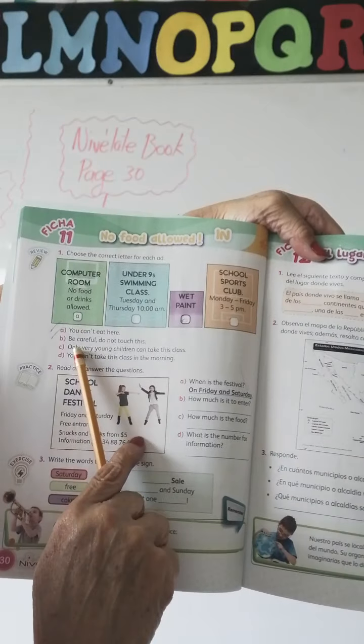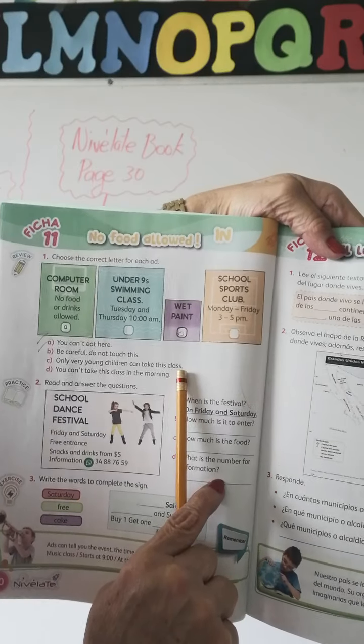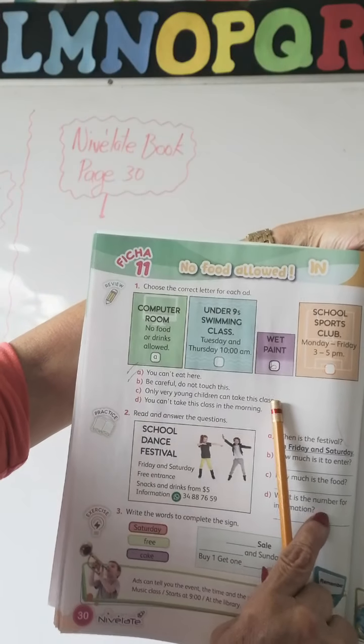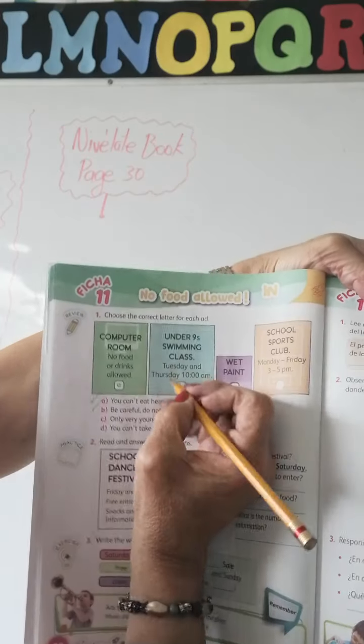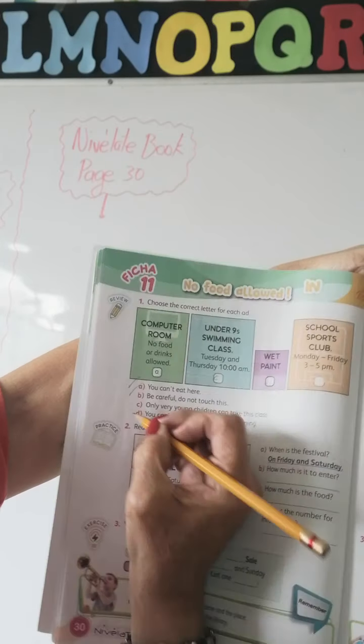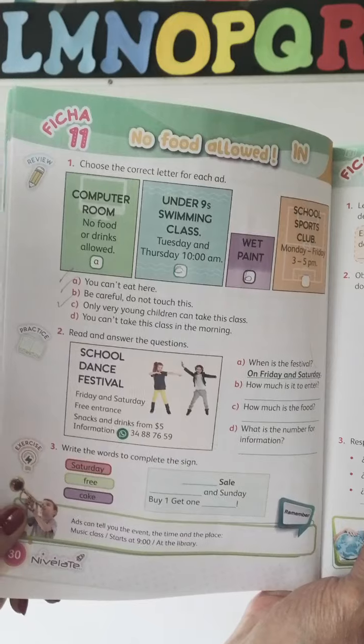And the number three says, only very young children can take this class. Solo niños pequeños pueden tomar esta clase. Which one? Swimming class on our nights. Okay, letter C. Okay, I want to write letter C. And draw a check mark, okay?